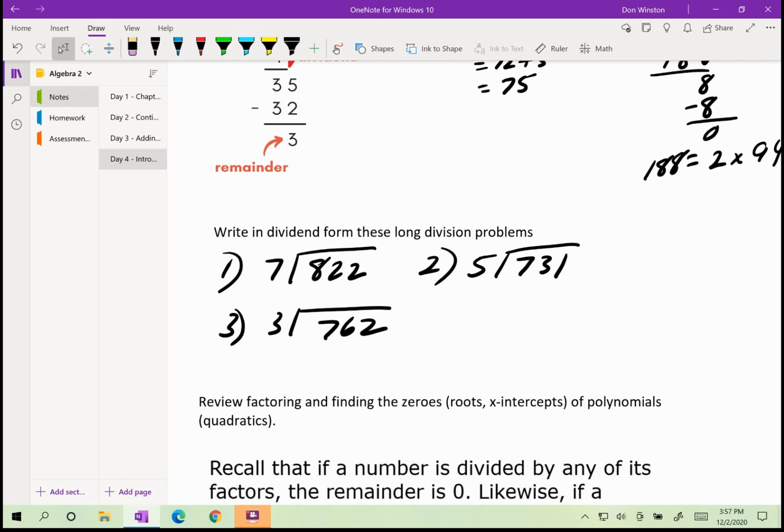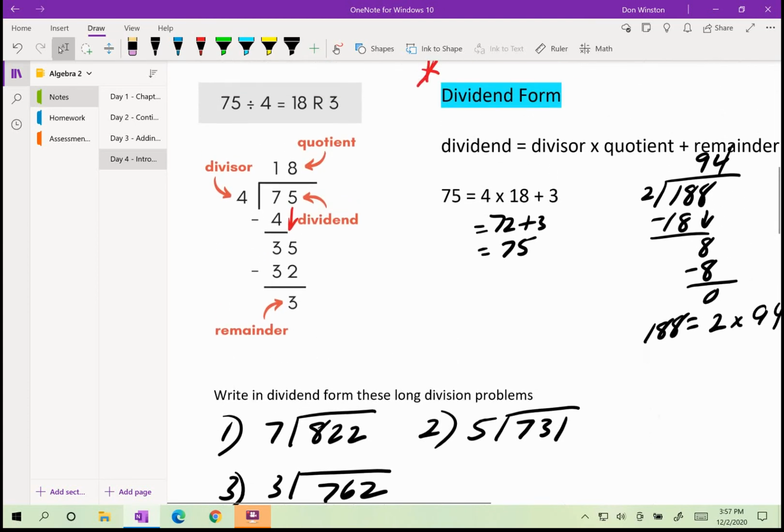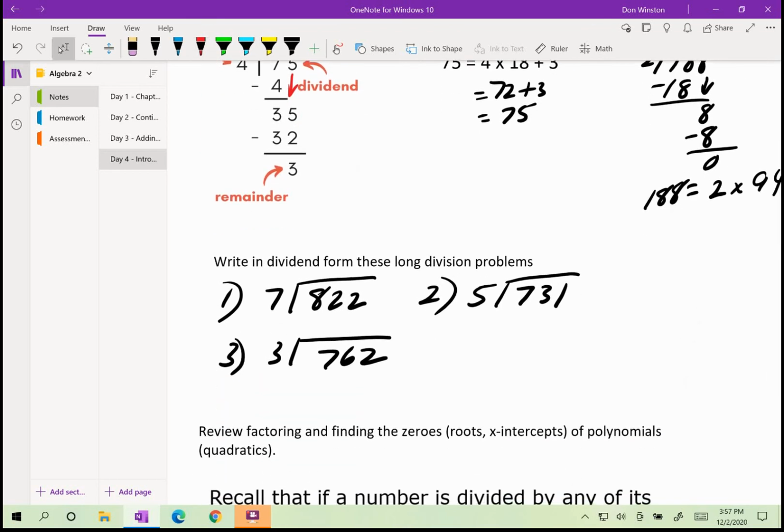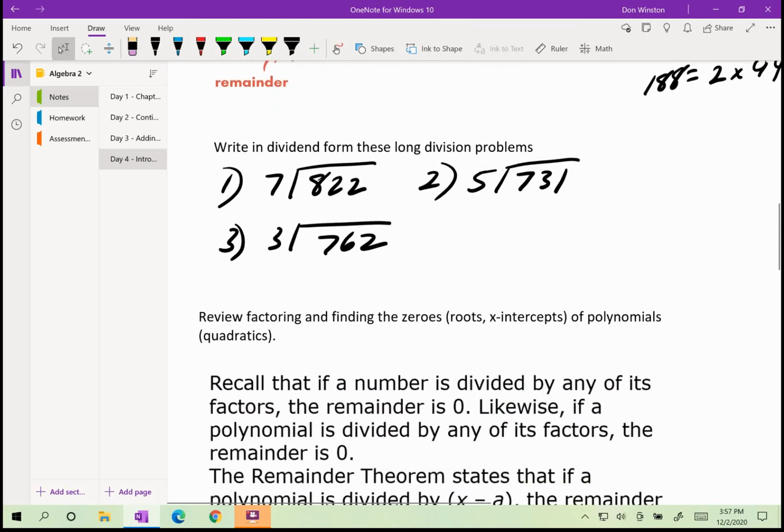I want you to write the dividend form of those 3. Number 1, if you take 822 divided by 7, what is the dividend form? Number 2, if you take 731 and divide it by 5, what is the dividend form? And then number 3, if you take 762 and divide it by 3, what is the dividend form? Okay, good practice. We're going to turn it up a notch tomorrow.